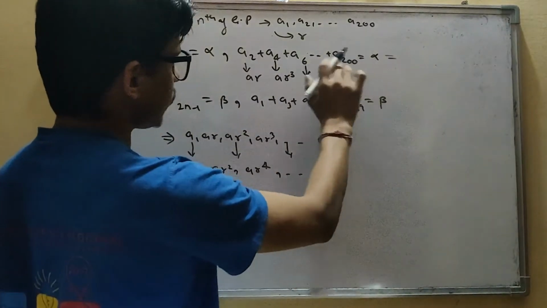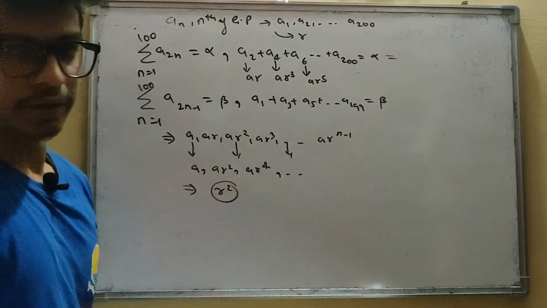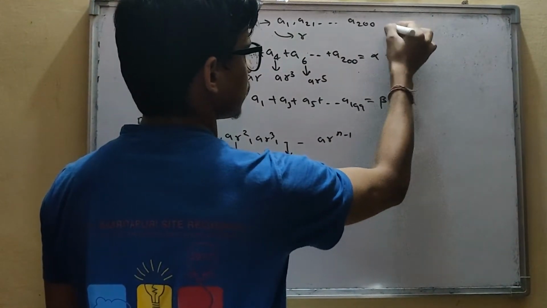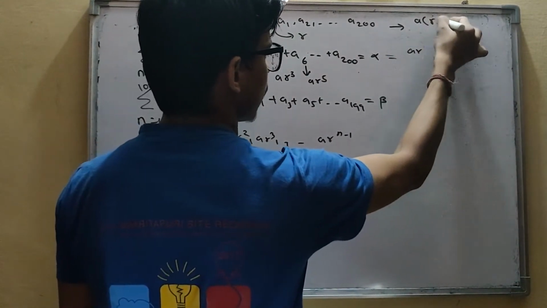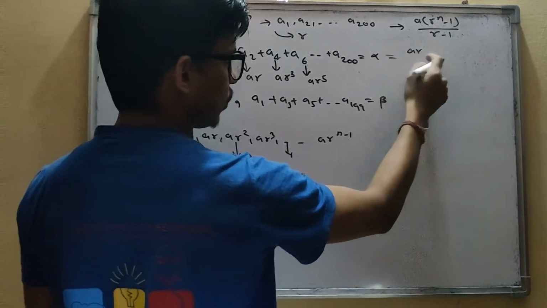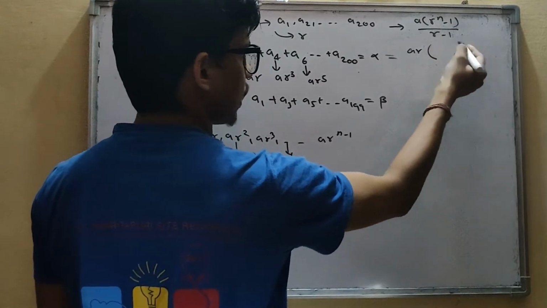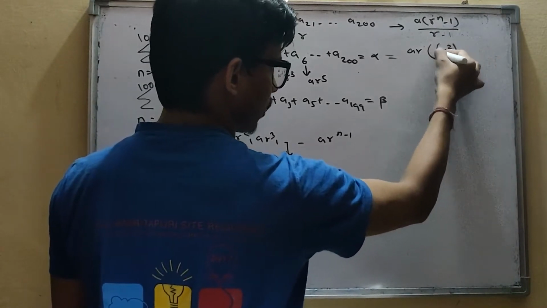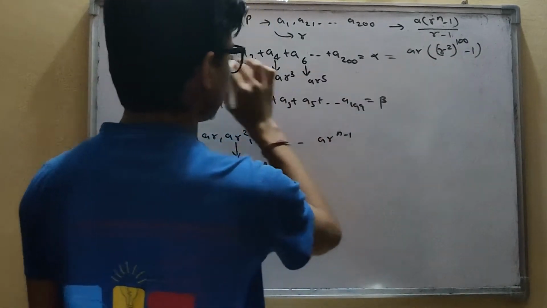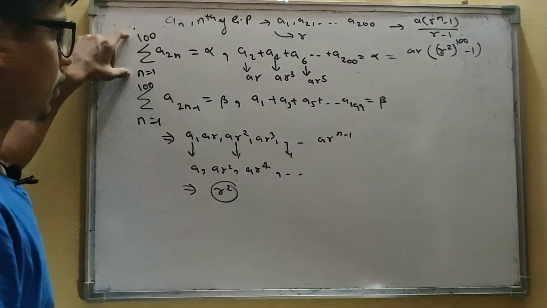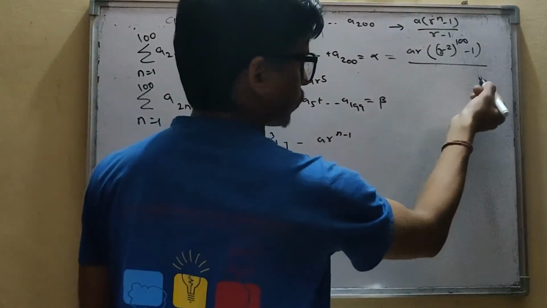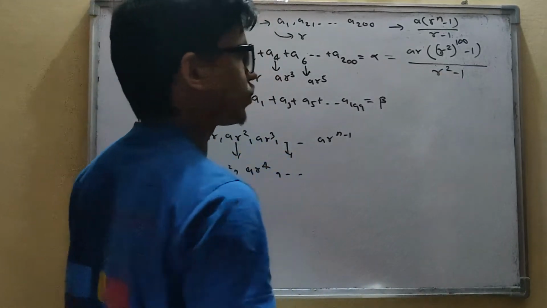How many terms will there be? There will be 100 terms, and the first term is ar. The formula for the sum of the first n terms is a times r to the power n minus 1 upon r minus 1. Here the first term is ar, the common ratio is r square, so (r square) to the power n minus 1, and n is 100, the total number of terms. So it is ar times (r square to the power 100 minus 1) upon (r square minus 1).